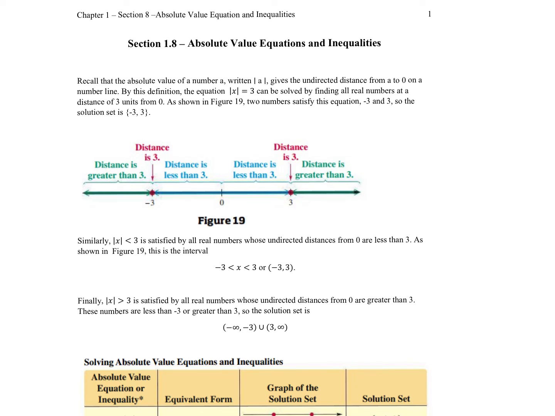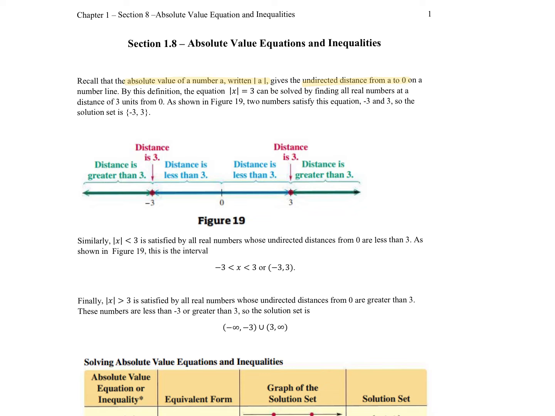This section is about absolute value equations and inequalities and solving them. Before we jump into doing the algebra, let's remember that the absolute value of a number A, written with solid lines next to it, tells us the undirected distance from 0. How far is that thing on a number line from 0? We don't say -3, -4, -5. We say it is 3 units, 4 units, or 5 units. It is only a positive result.